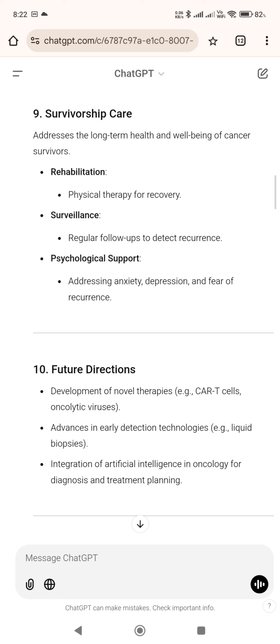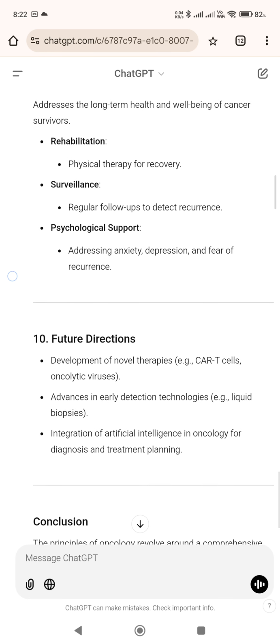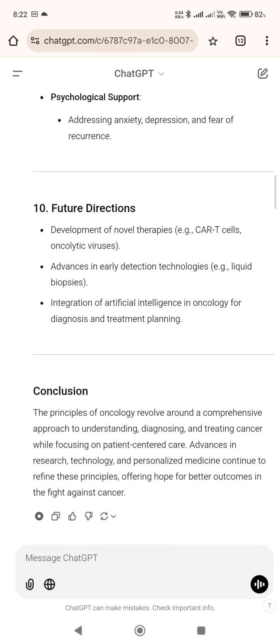10. Future directions, development of novel therapies, e.g., CAR T cells, oncolytic viruses, advances in early detection technologies, e.g., liquid biopsies, integration of artificial intelligence in oncology for diagnosis and treatment planning.